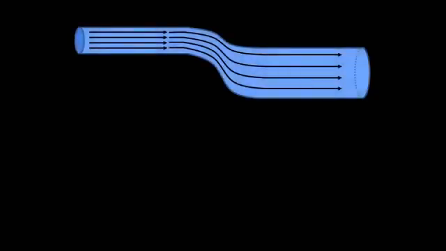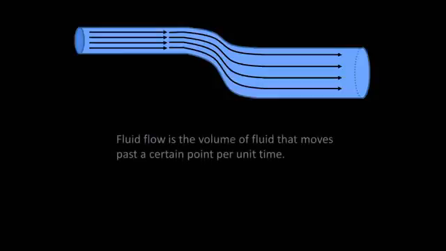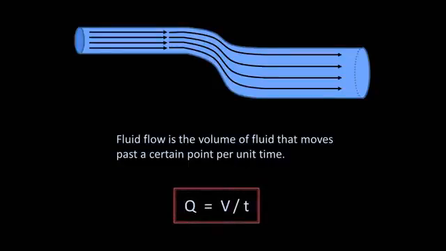Consider a round pipe that serves as the conduit for some liquid, and suppose it varies its size along its course. The fluid here is moving left to right. Fluid flow is defined as the volume of fluid that moves past a certain point per unit time. It is mathematically represented as Q, which for some reason stands for flow, and equals volume divided by time. This is a powerful relationship in itself, but it also leads directly to the focus of this video.